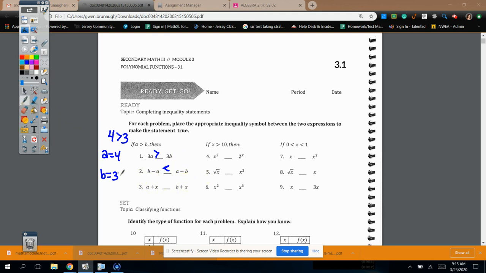Now here, remember, A is already bigger than B. If you add something that's the same to both of these, then A added with something will already be bigger.